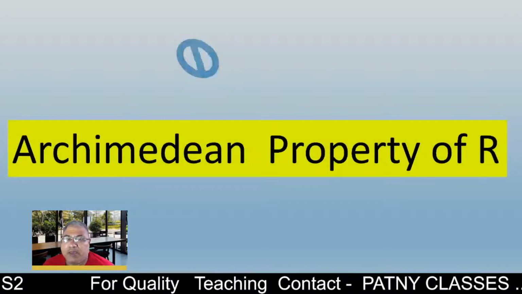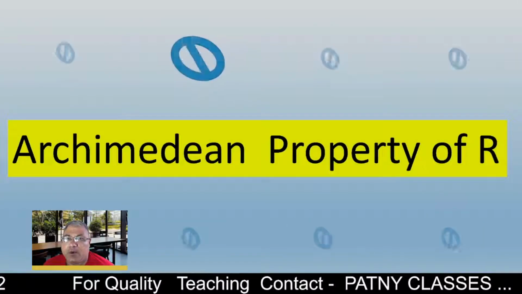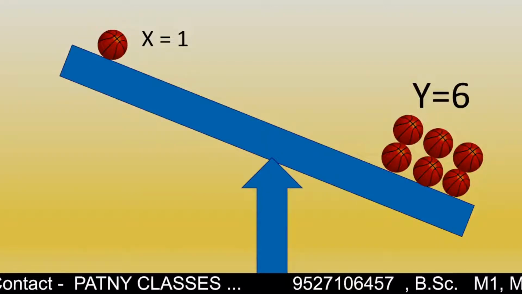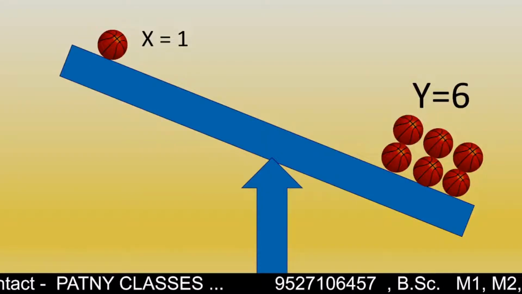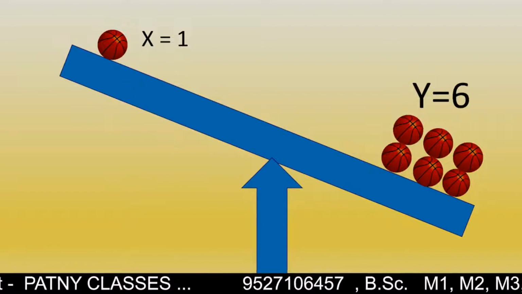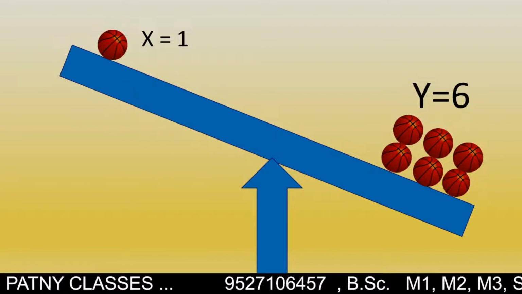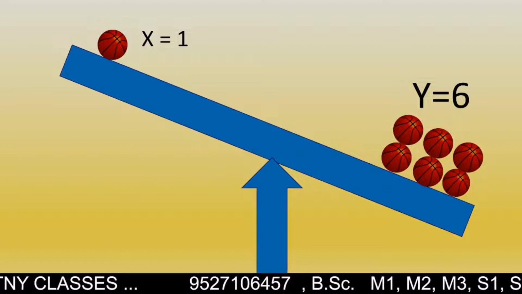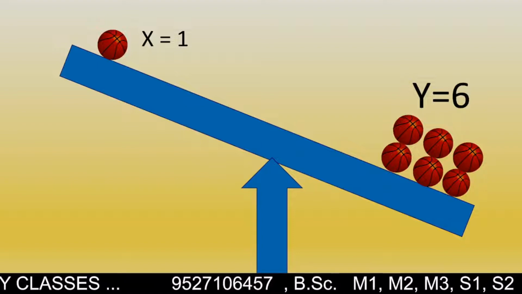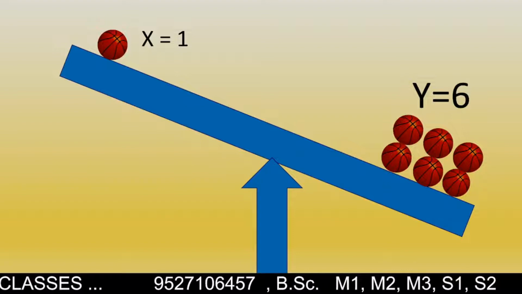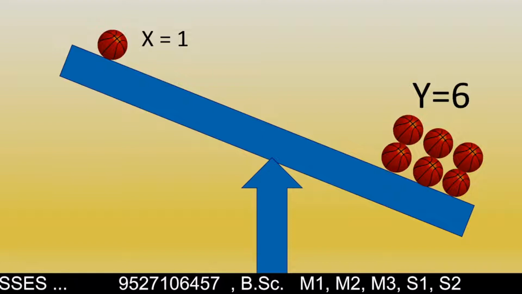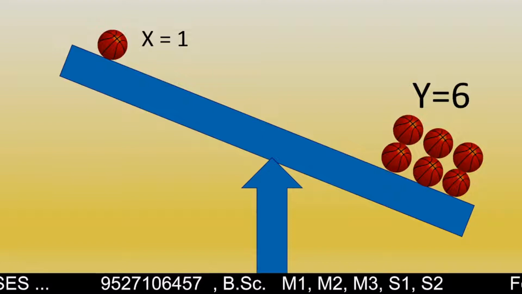Our next topic is Archimedean property of a real number. Consider an example. Here we have 6 balls at the right side and 1 ball at the left side. x equals 1 is a natural number and y equals 6 is a natural number as well as a real number.